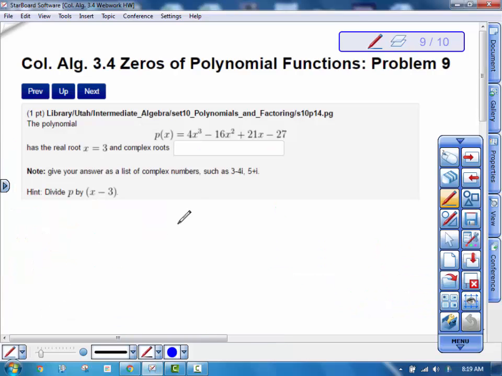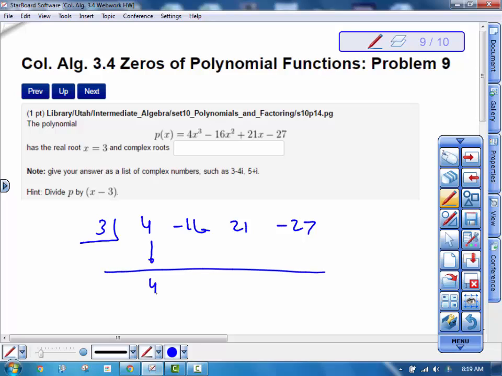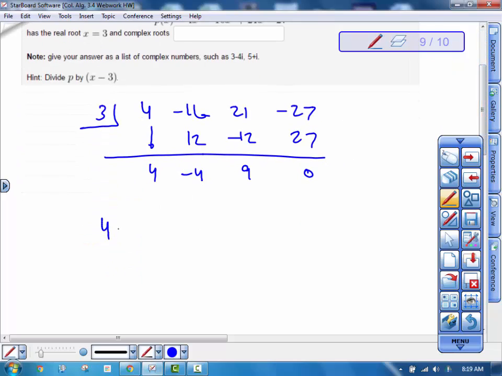Okay, another one. This one has a root of x equals 3, so let's divide 3 into it to find out the irreducible quadratic that's left over. 4, negative 16, 21, negative 27. Drop down the 4, multiply gives you 12, add it gives you negative 4, multiply gives you negative 12, add it gives you 9, multiply gives you positive 27 with no remainder. That's perfect. So our quadratic is 4x squared minus 4x plus 9.